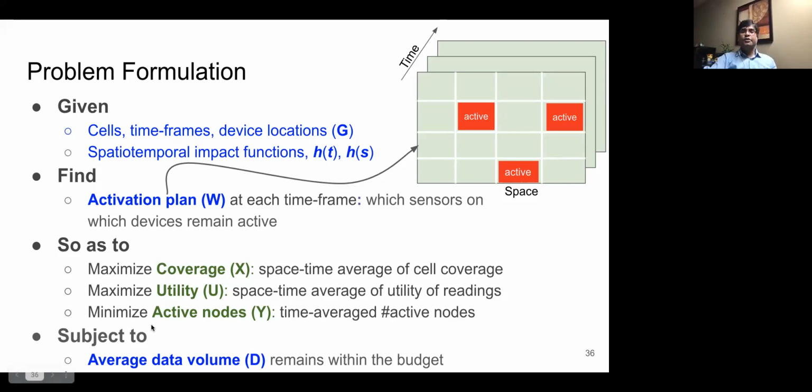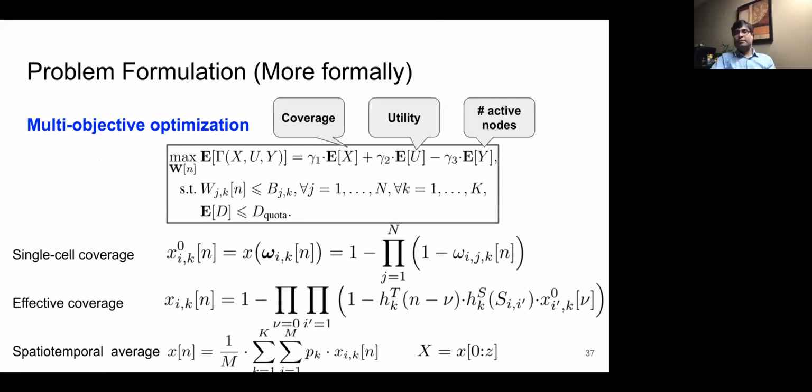So the plan is to determine an activation plan that will maximize and minimize these 3 metrics, as we just talked about, subject to my overall volume of data that gets generated being within the budget that I have. Technically, it's a multi-objective optimization problem, and we try to formulate it as such. I'm not going into the detail of the equations, but you can think about there are 3 terms here.